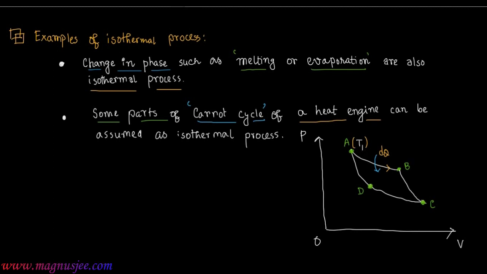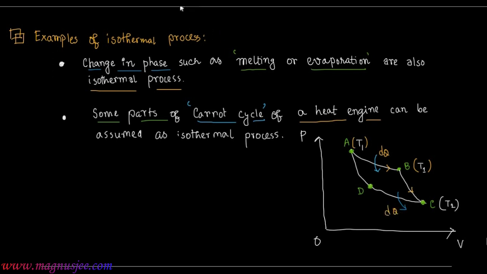Temperature of the gas at A is T1, and the absolute temperature of the ideal gas at the point B is T1. Now from B to C, the temperature of the gas changes from T1 to T2. At C, the temperature is T2. And along CD, the gas rejects dq amount of heat energy. Temperature of the gas at D will be again T2.